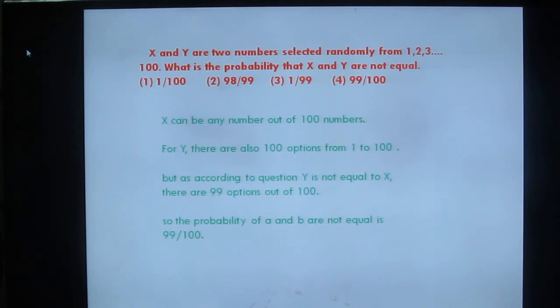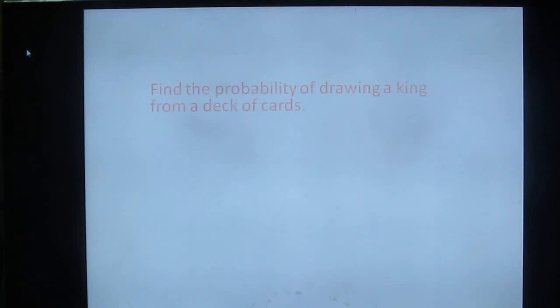What is the probability? What is n of s? N of s is, from X there are 100 events, from Y also there are 100 events, so 100 into 100 will be 10,000. This 100 divided by 10,000, that means 1, 1, 2, 2, like that 100 cases are there. Total 100 by 10,000, when you simplify, is 1 by 100. So in 1 by 100 of the cases both numbers will be the same, but in 99 by 100 both numbers are not equal. This is the second method. Okay, let's go to the next question.